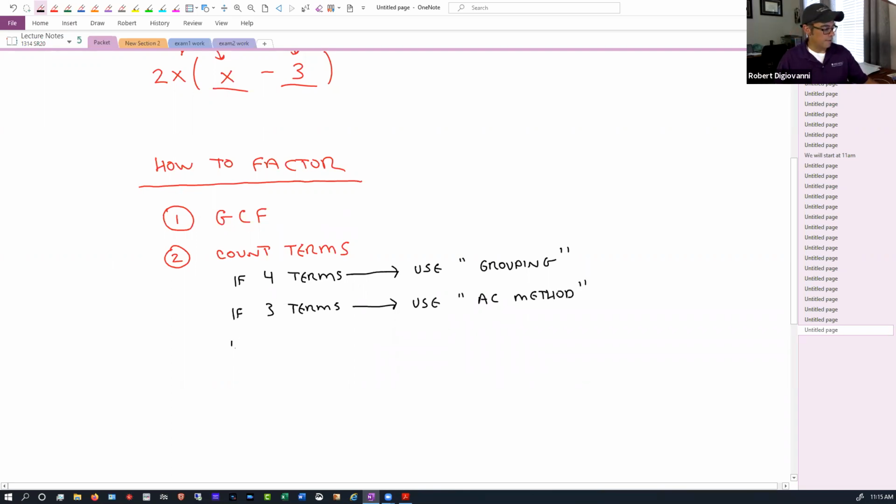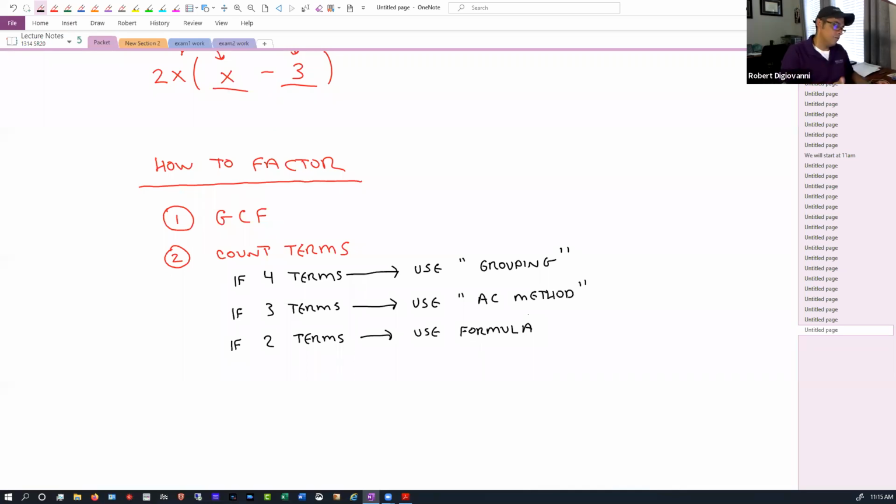And if we have 2 terms, then we're going to use a special formula. So I'm just going to put a formula. Okay, so there it is, all right? That's basically how we factor. Now, it looks kind of simple.